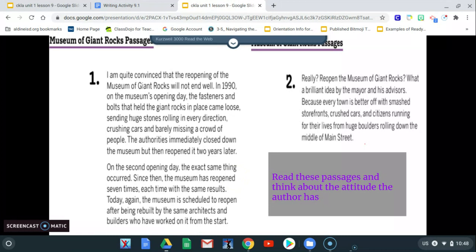Passage 2 says, Really? Reopen the Museum of Giant Rocks? What a brilliant idea by the mayor and his advisors, because every town is better off with smashed storefronts and crushed cars and citizens running for their lives from huge boulders rolling around the middle of the street.